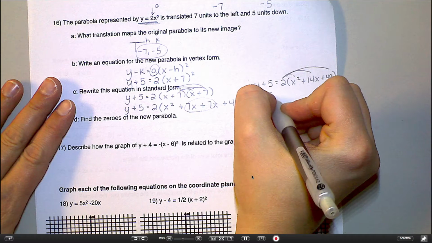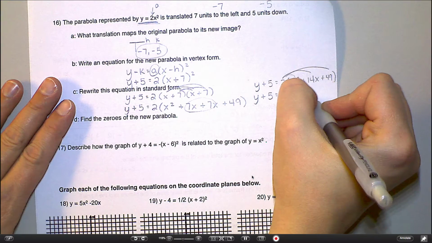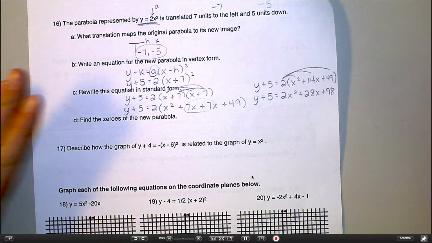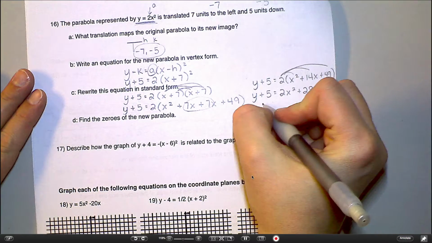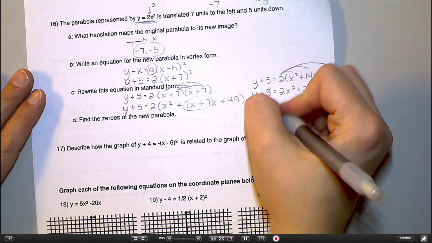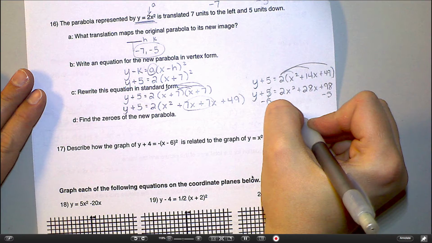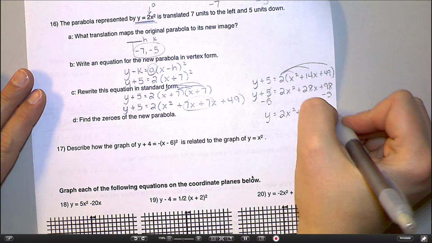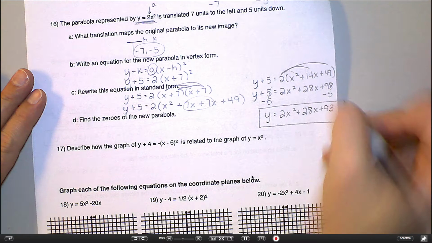So I get y plus 5 equals 2x squared plus 28x plus 98. And then one last little thing that still needs to be done. Subtract the 5. Good. We got to move the 5 out of the way. So I get y equals 2x squared plus 28x plus 93. And that is my standard form.